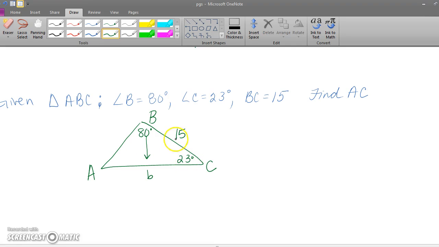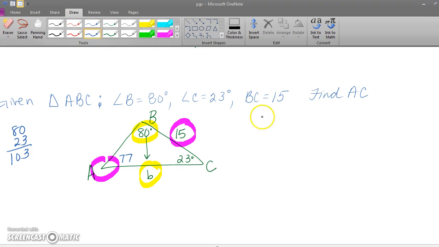Well, again, we need a pair. We have 15, which means we need angle A, but we have enough to find angle A. We know we have 80 and 23, which is 103. So that means angle A must be 77. Now we have pairs: yellow together and purple together. So sine of 77 over 15 equals sine of 80 over B. It doesn't matter the order you put them in, as long as they match up with their partner.